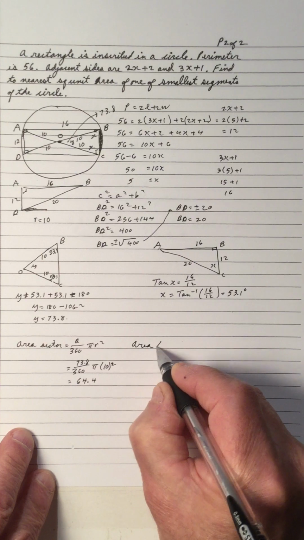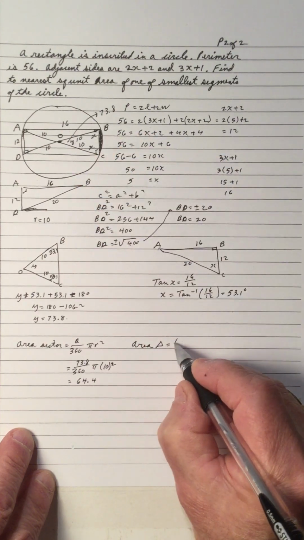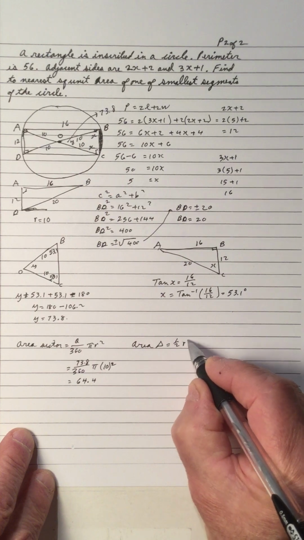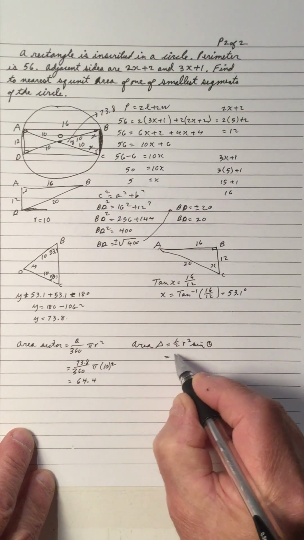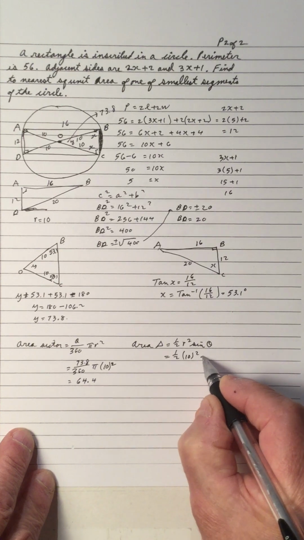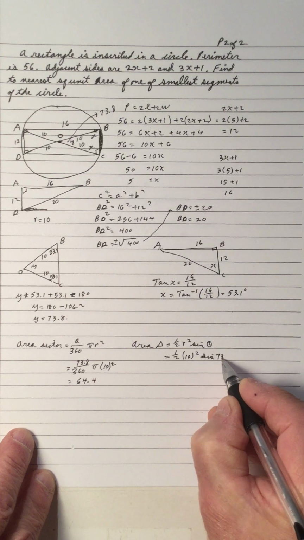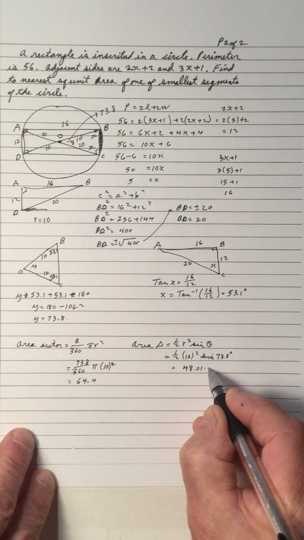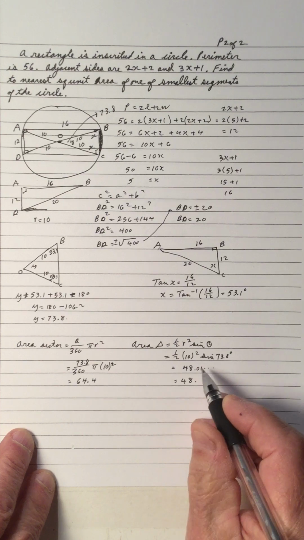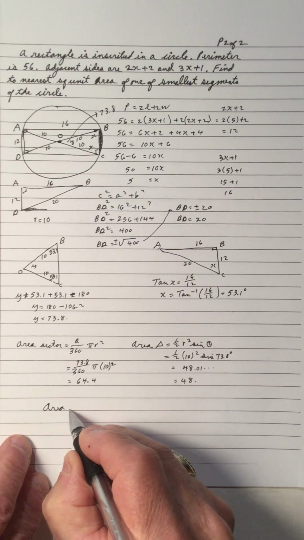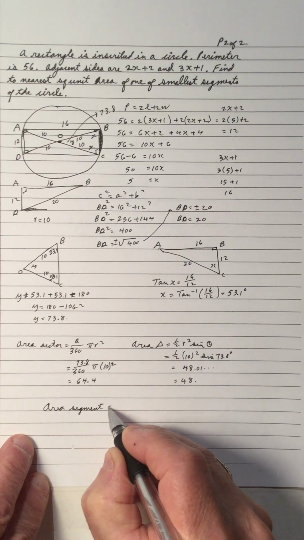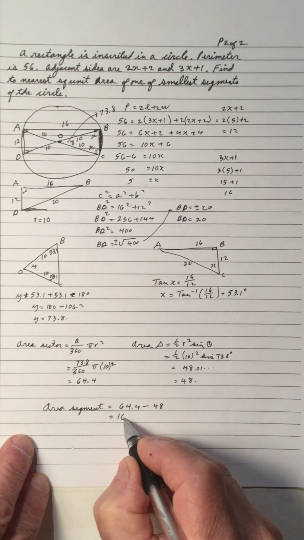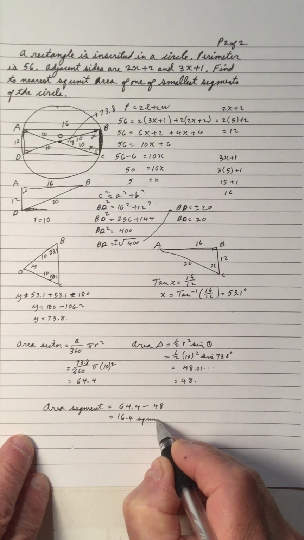Now we'll do the area of the triangle. The area of the triangle is a half A times B sine theta, but because we have two sides equal, it's a half R squared sine theta. So it's a half, the radius is 10 squared, times sine of 73.8. And that comes out to be 48.01, etc. So it's roughly 48. And so the area of the smallest segment is the sector minus the triangle. And that comes out roughly 16.4 square units.